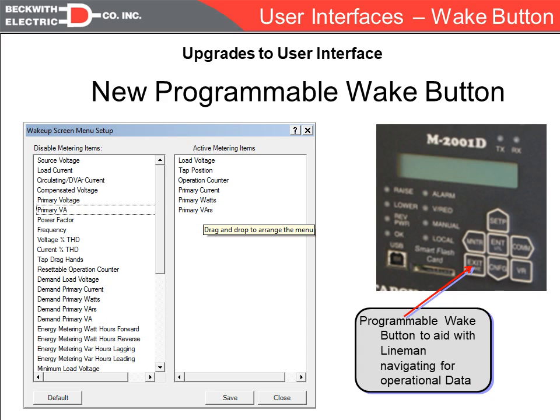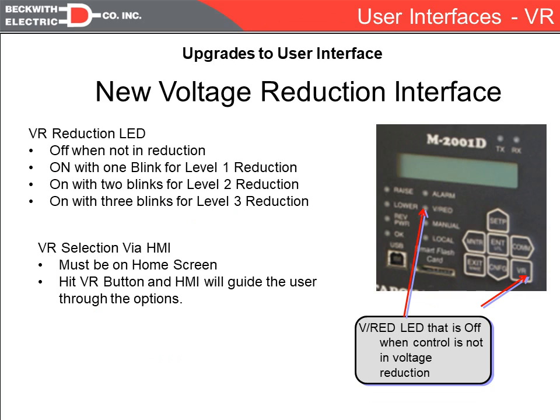So the wake button is mainly for linemen. It allows you to customize what quantities they're going to see. Then in one button pressing, they can see those quantities in a loop, or pressing it a second time, they can use a scrolling manner, or a third time, and they can leave that window altogether, and then they can access any other portion of the control.